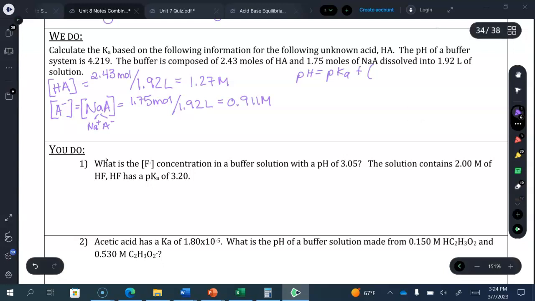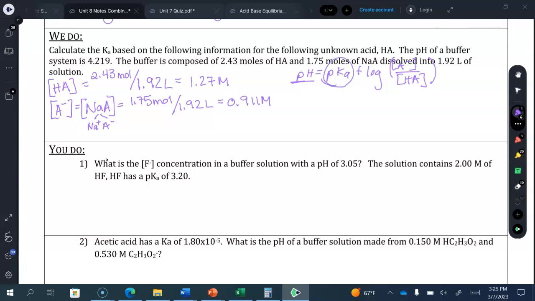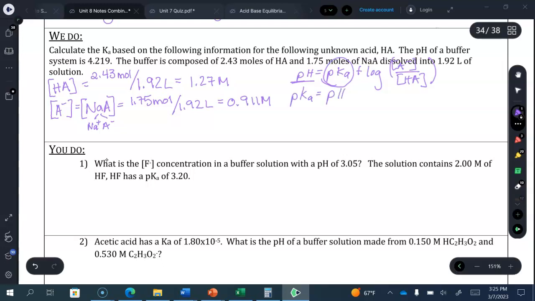Using the Henderson-Hasselbalch equation, we know that pH is equal to pKa plus the log of the conjugate base concentration divided by the acid concentration. However, we know pH, and we want to find Ka, so we're going to look for pKa from this. Rearranging, we see that pKa is equal to the pH minus the log of the conjugate base divided by the acid.